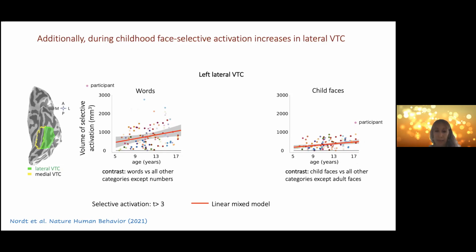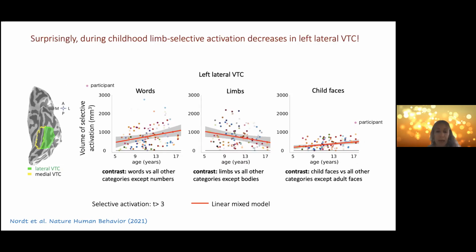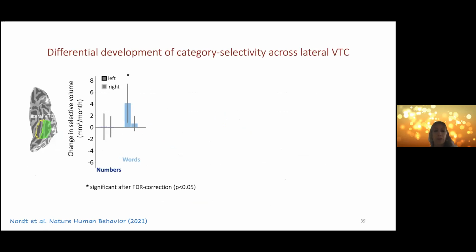But what about the other 8 categories? To our surprise, we found that at the same time that word and face selective activity increases in the same children, limb selective activation decreases. So basically, young children like 5 to 9-year-olds have more limb selective voxels than 17-year-olds. We can summarize this development by fitting a linear mixed model across these data. What we're interested in is the slope of this model, because it tells us about the rate of change in the volume over time. So now I'm going to show you the slope of this linear model for each of the 10 categories in both hemispheres.